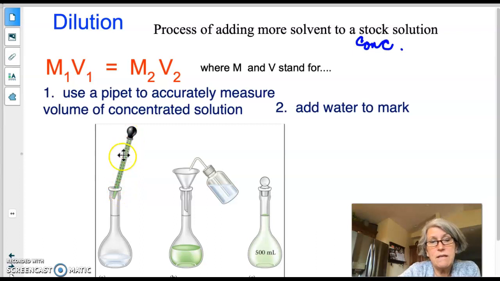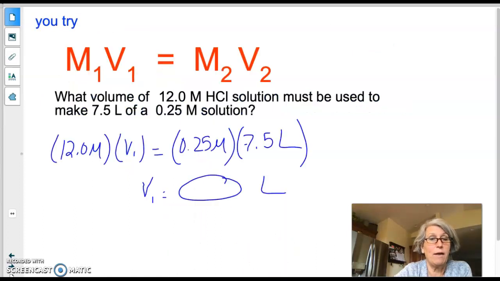Well, you would use this thing right here, which we call a pipette. And so you would take a given amount of a concentrated solution, I don't know if you can tell, but that's really kind of a darker green, and you would measure a certain amount out, and you would put it into a volumetric flask, add water to the line on the volumetric flask, and you have a diluted solution. That's how you make them, okay?